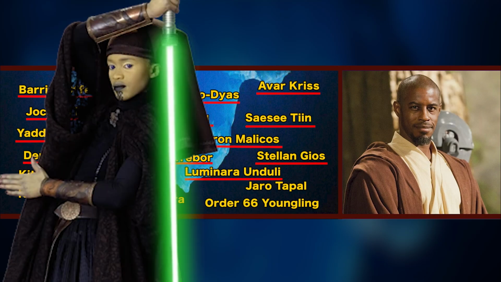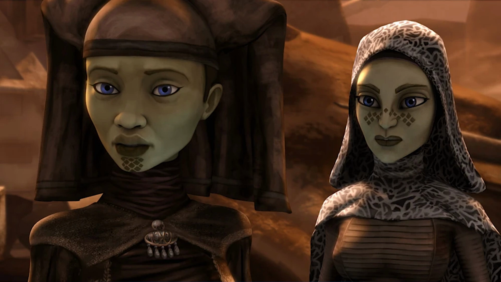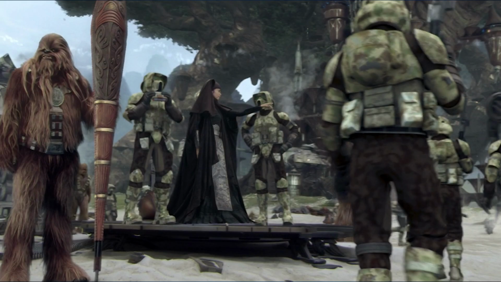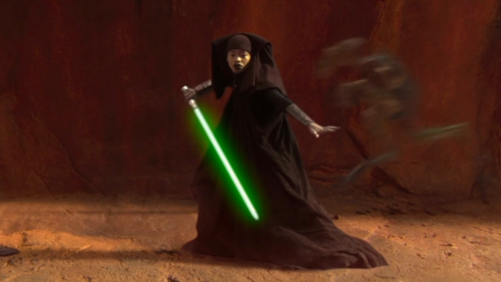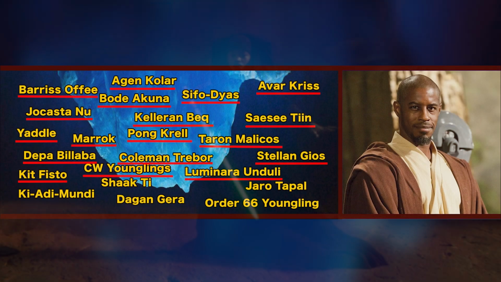Next is Luminara Unduli. She was a Mirialan Jedi who was the master to Barriss Offee. She fought in the Battle of Kashyyyk and later died due to the Jedi Purge, and her body was used to trick other Jedi. She first appeared in Attack of the Clones.